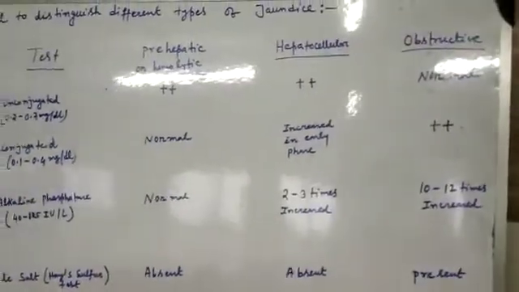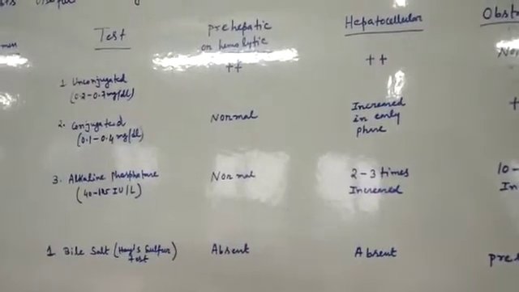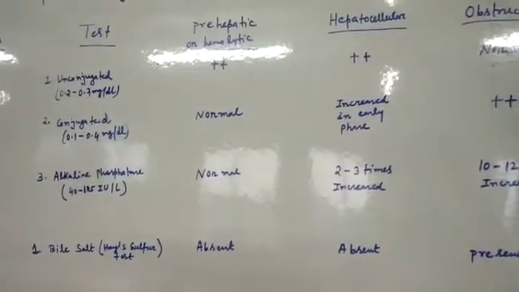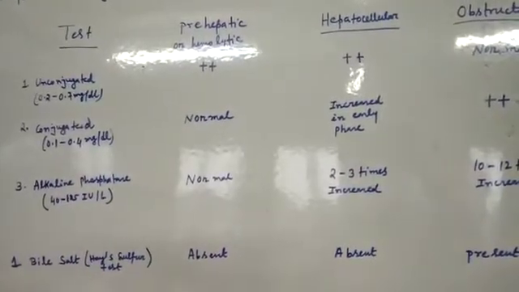Next, hepatocellular jaundice. In case of hepatocellular jaundice, unconjugated bilirubin will be high. Conjugated bilirubin will be high in the early phase or cholestatic phase.